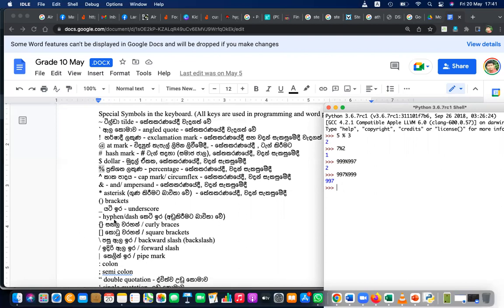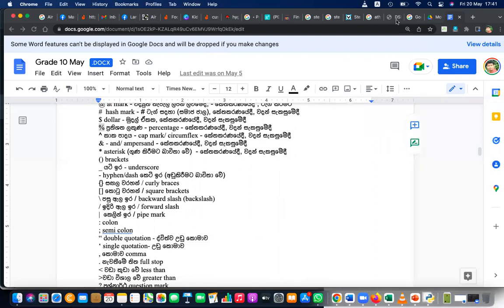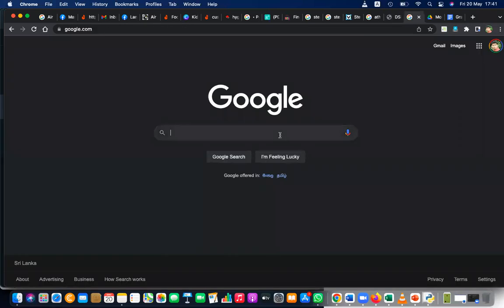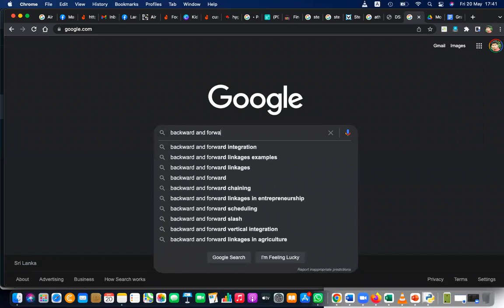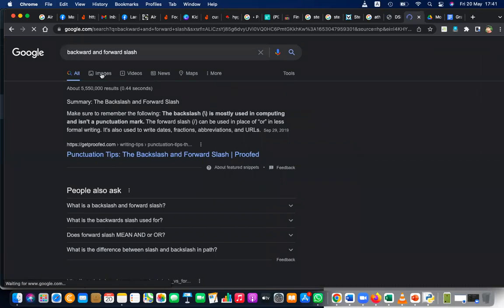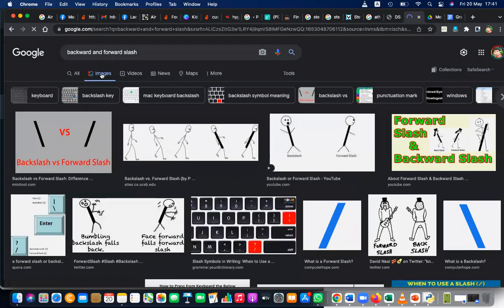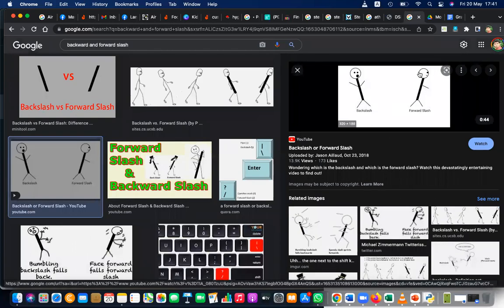Then you have different braces, curly braces, square braces. So this is also important. Some of you confuse backward slash and forward slash. So remember this picture. I think then you can remember this easily. Backward and forward slash, so refer to this. Just remember this image. One is going forward, one is going backward.